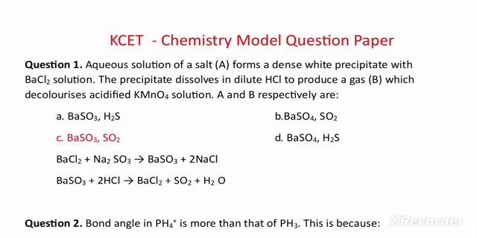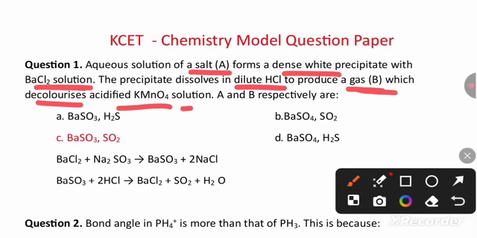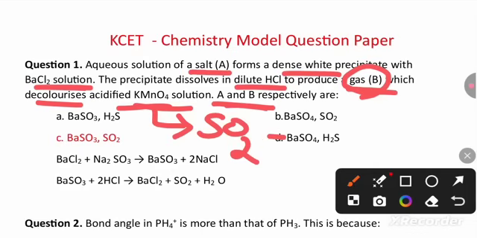The first question is: aqueous solution of salt A forms dense white precipitate with barium chloride solution. The precipitate dissolves in dilute HCl to produce gas B which decolorizes acidified potassium permanganate solution. So here we need to identify A and B. The gas which decolorizes potassium permanganate is sulfur dioxide gas. So B is sulfur dioxide.